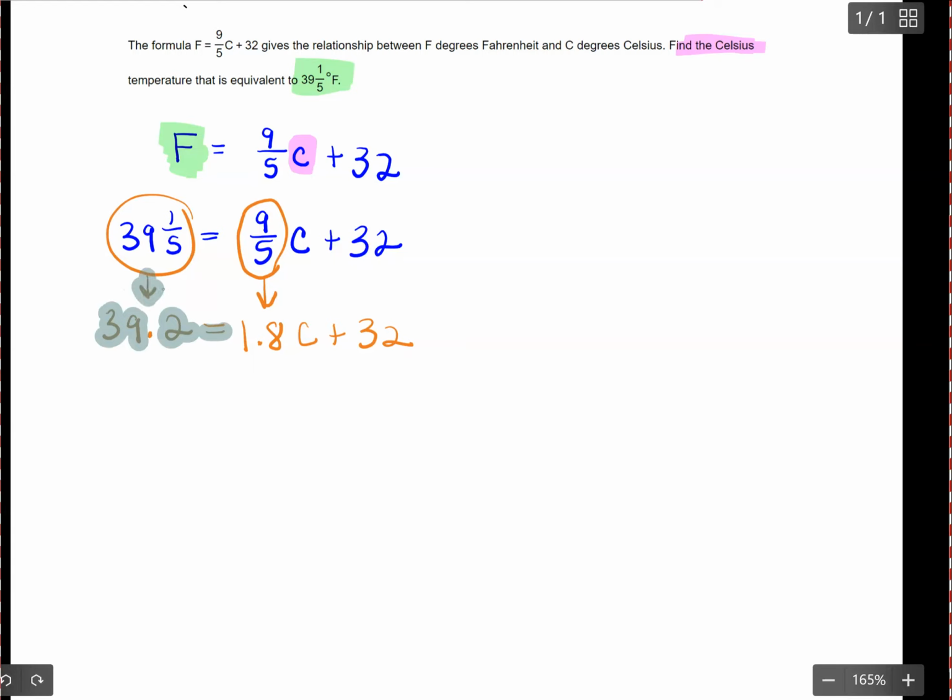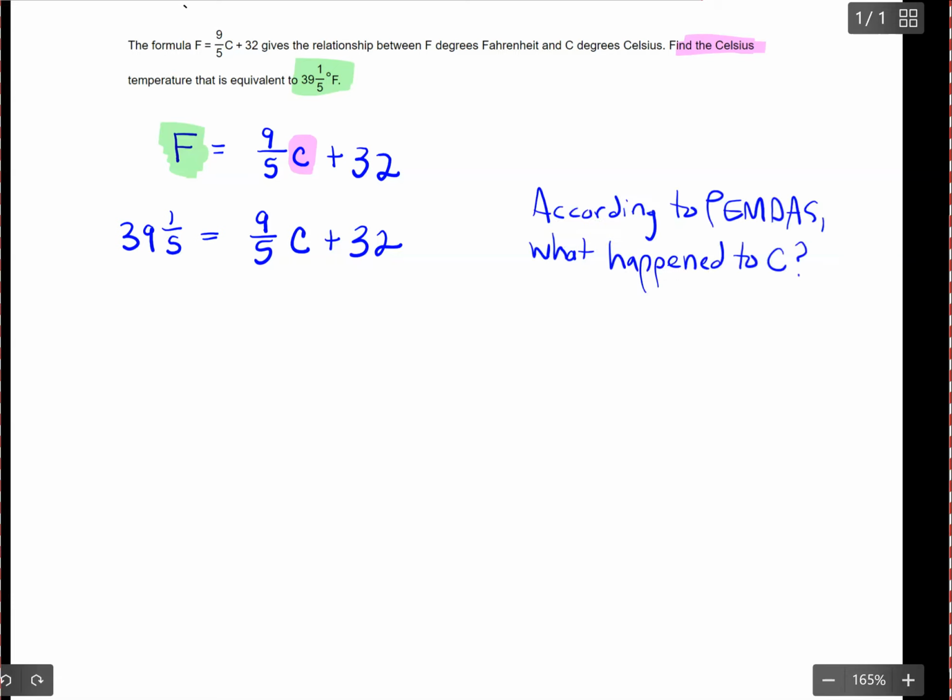So let me go ahead and work with these fractions, especially since I get to use my calculator, right, to do all the fraction stuff. So it's really not that bad. But just a quick reminder, when you're solving an equation, you need to locate the variable you're trying to solve for, and then you ask yourself, what happened to that variable? So according to PEMDAS, what's happening to C? Well, the first thing that happens to C according to PEMDAS is it gets multiplied by the fraction 9/5.